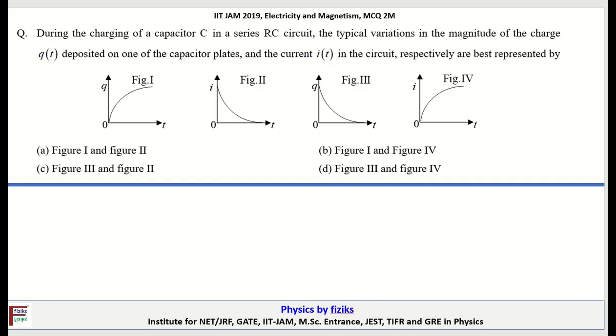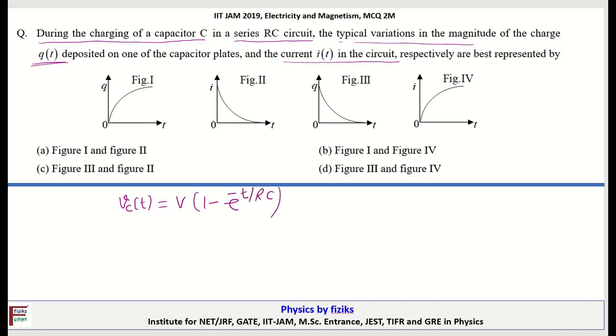So in this question, we have to see, during the charging of a capacitor C in a series RC circuit, what is the typical variation of the magnitude of charge Q(t) deposited on the capacitor plate and the current I(t) in the circuit. So we know that in the charging case, voltage across the capacitor is given by Vc(t) is V1 minus exponential minus t by RC.